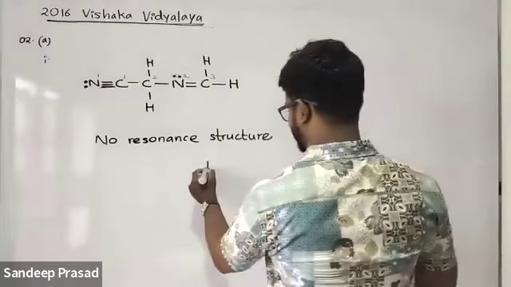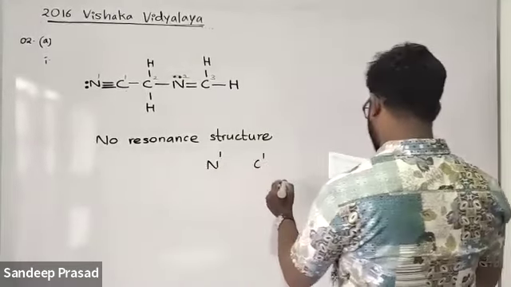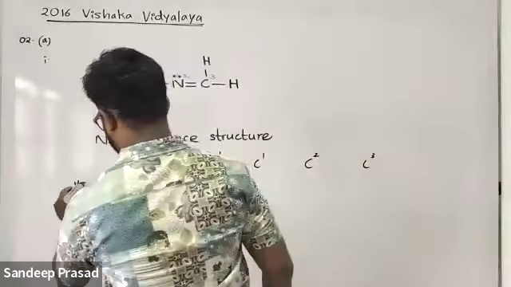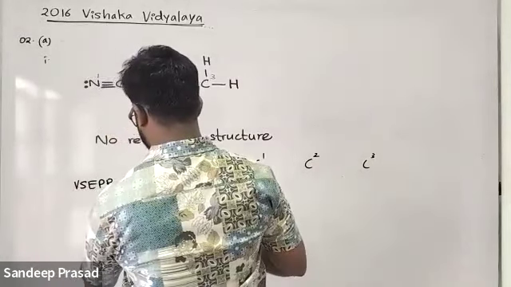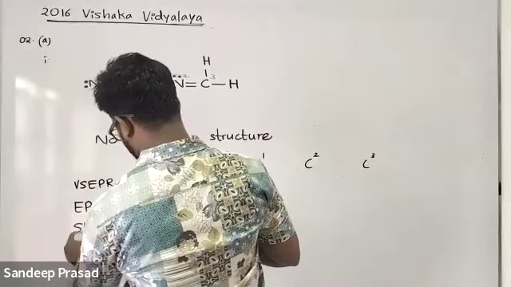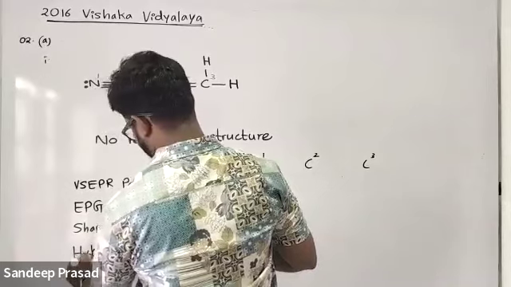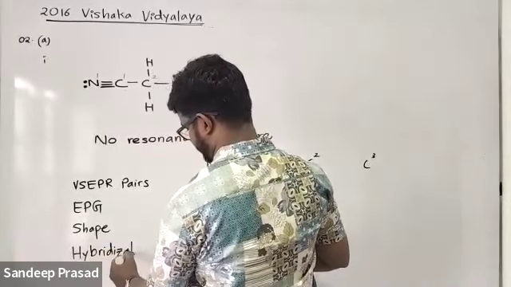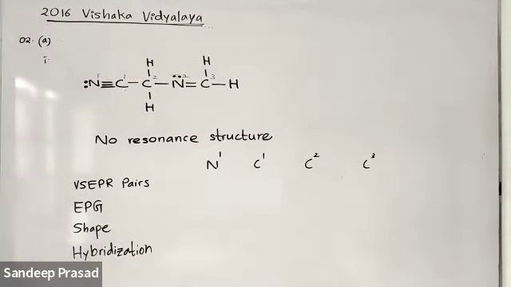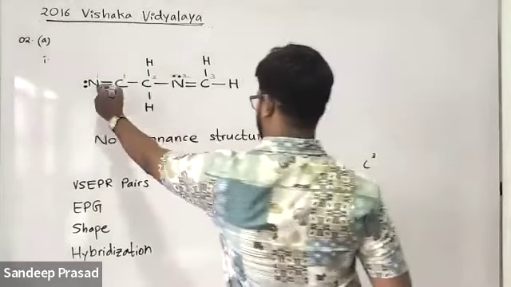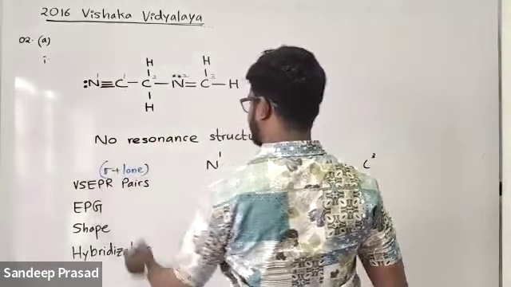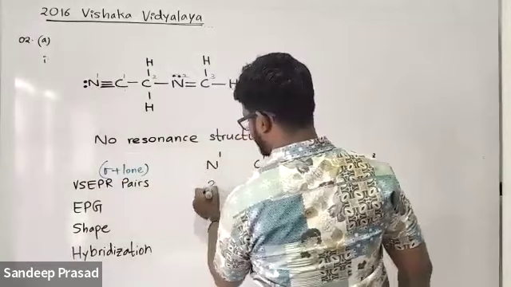given. First of all, let's consider the first nitrogen atom, the first carbon atom, the second carbon atom, and the third carbon atom. How many VSEPR pairs are there? They have given VSEPR pairs, EPG (electron pair geometry), shape, and hybridization. When you consider the first nitrogen atom, how many VSEPR pairs are there? VSEPR pairs means sigma plus lone pairs. So here we have two VSEPR pairs.